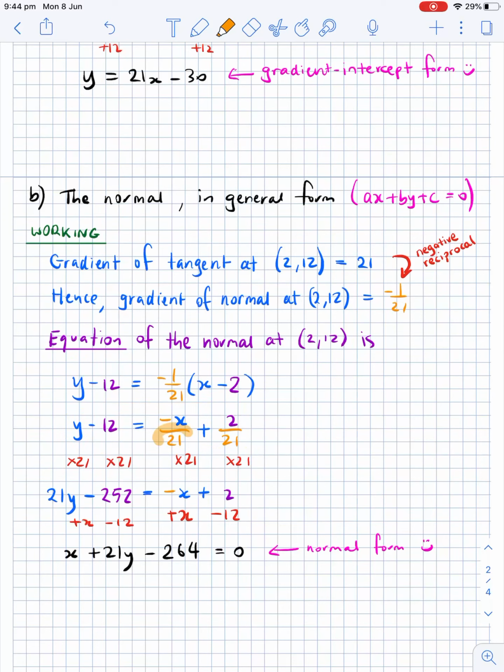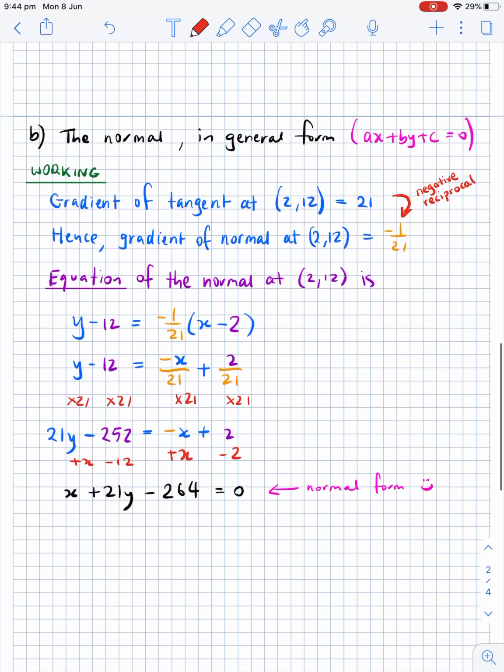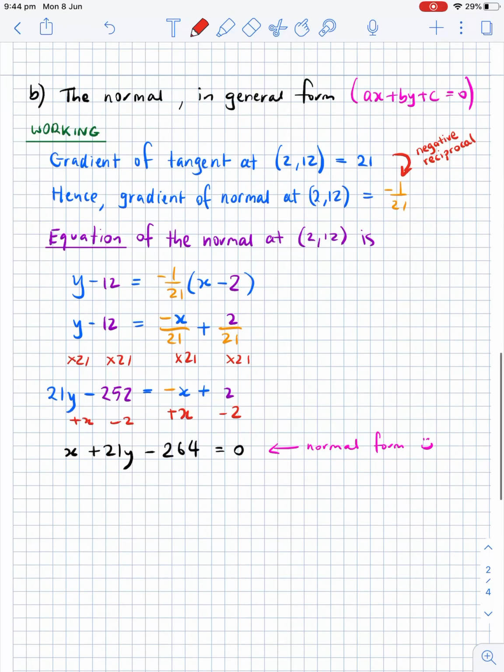And once we get to this stage, we want to get rid of these denominators. We're going to multiply everything by 21. And we get this sort of function here. And lastly, instead of minusing 12, we should only be minusing 2. And we're going to come out as, I'll fix that one up. Yep, that looks better.